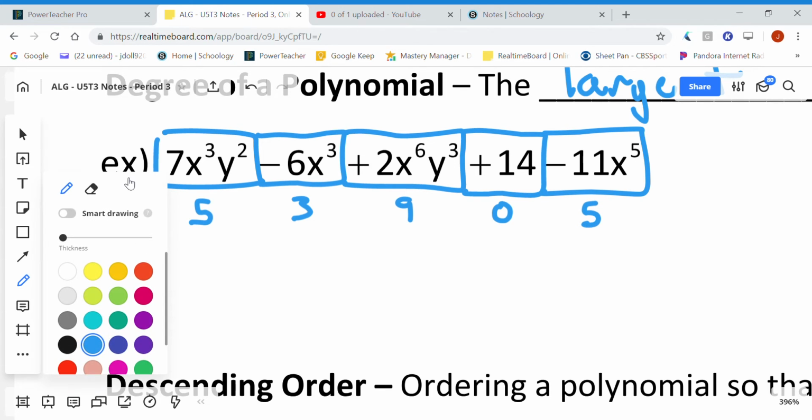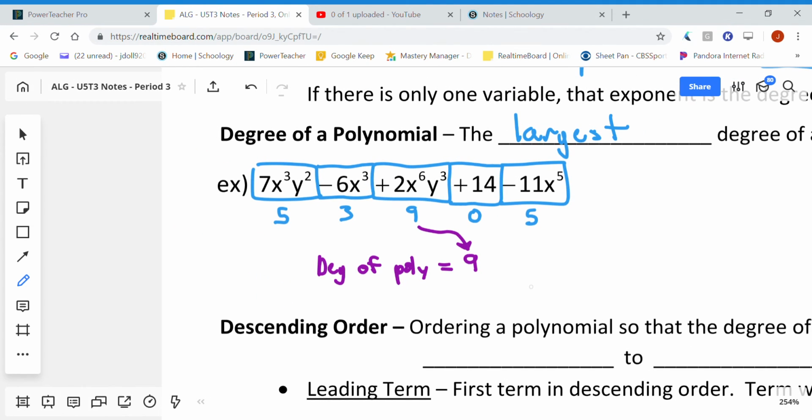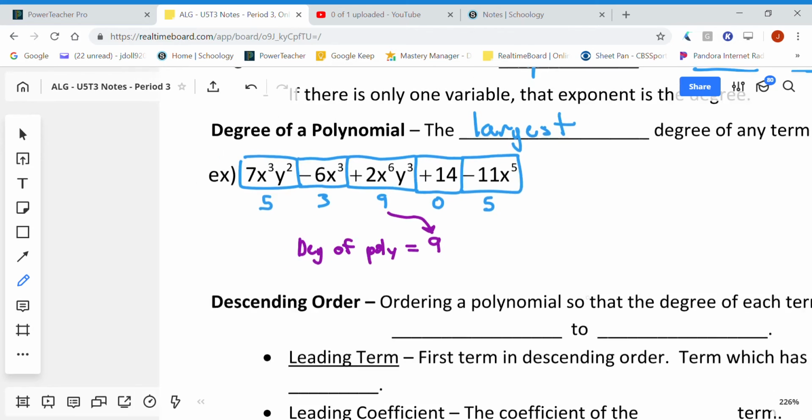So we can see these are the degrees of each individual term: 5, 3, 9, 0, 5. Now, as far as the degree of the entire polynomial, we don't care about the 5, the 3, the 0, and the 5. What we care about is the largest. So that middle term there, 2x to the 6th, y to the third, not only does it have its own degree of 9, but since it's the largest, it also counts as the degree of the entire polynomial.